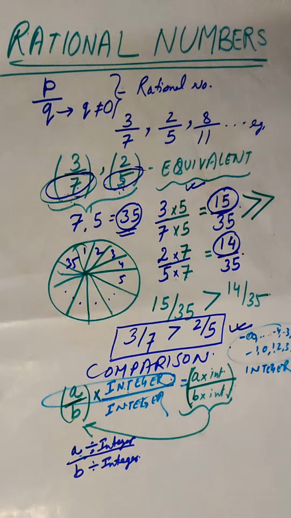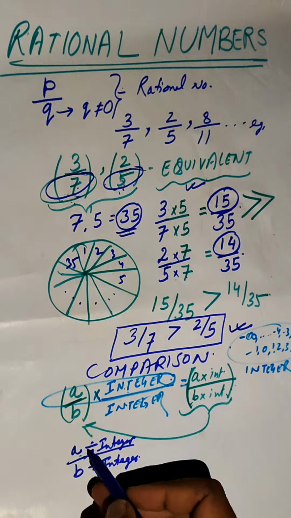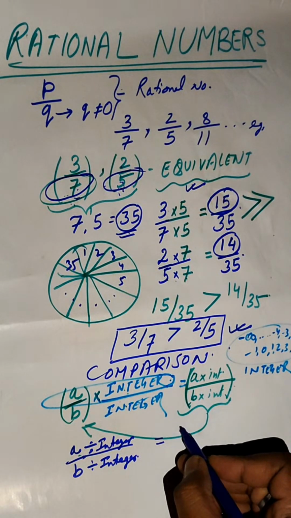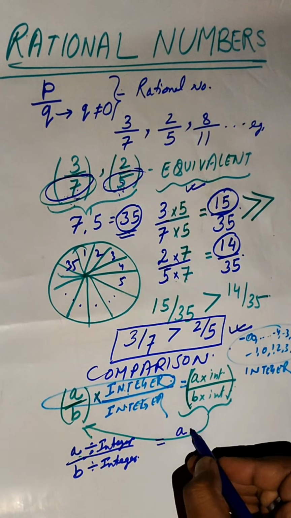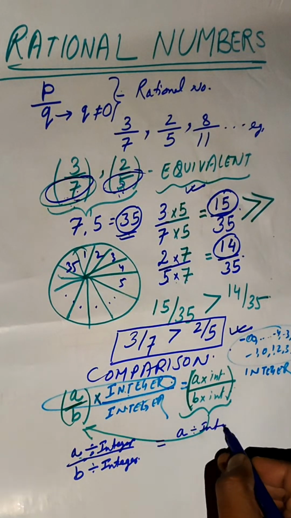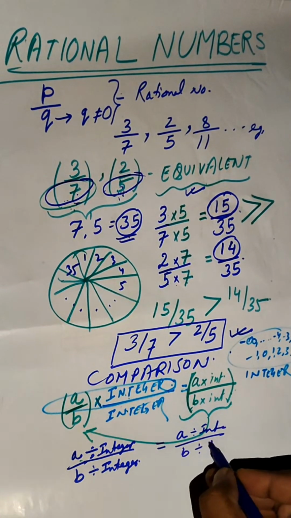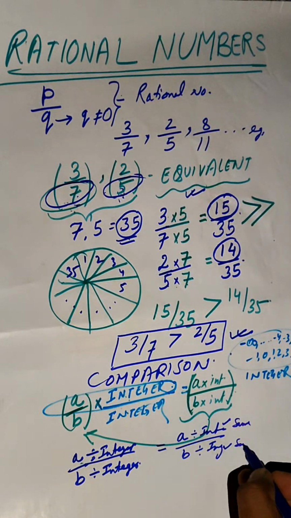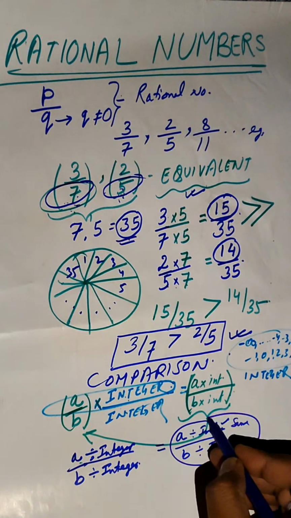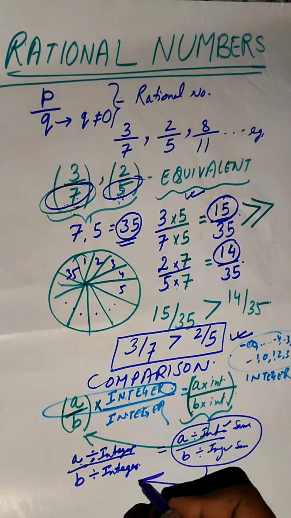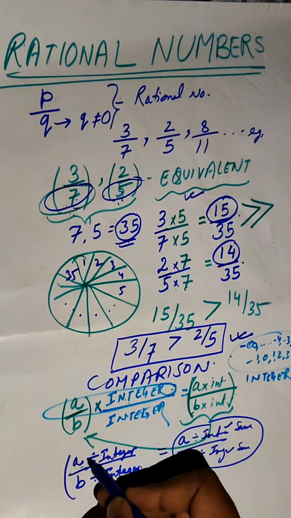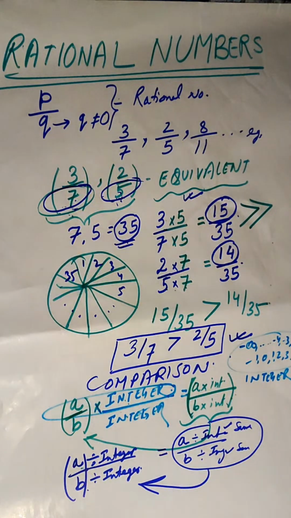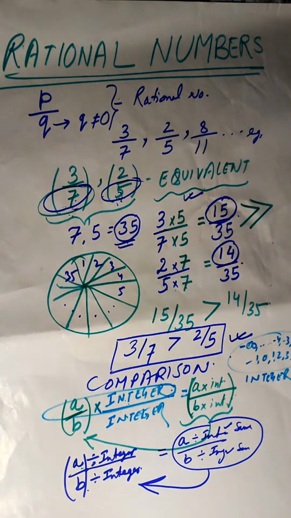So here you can see, if you are dividing a by an integer and b by the same integer, then this value is always equal to a by b. I hope you got it, right?